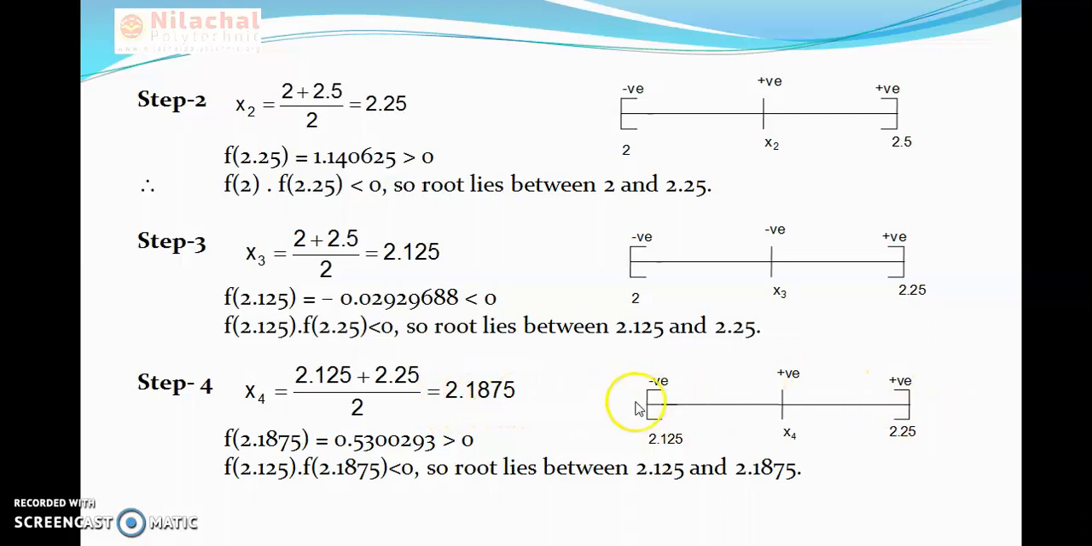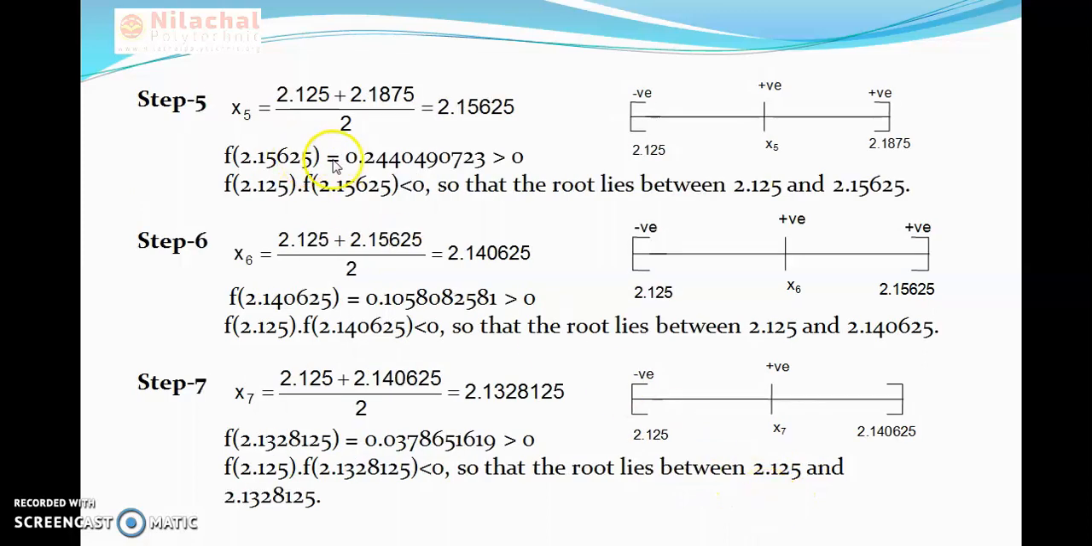So by applying the function value, we get at x4 it's positive. So negative positive means the root lies between 2.125 and x4. x4 means 2.1875. The next approximation x5 equals (2.125 plus 2.1875) divided by 2. So we can apply here, and its result equals 2.15625. Similarly, this is your x5.